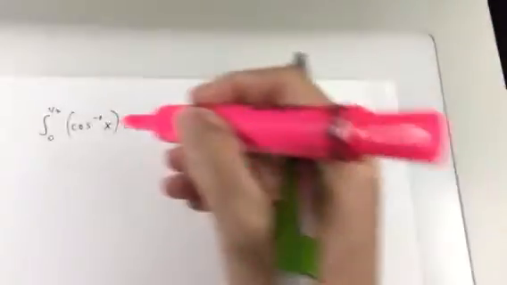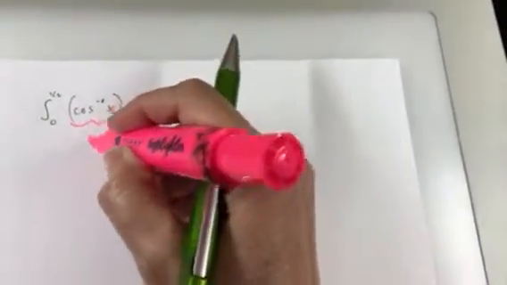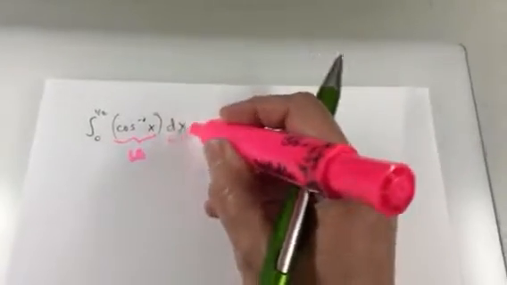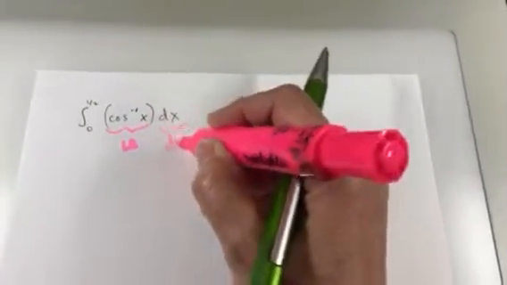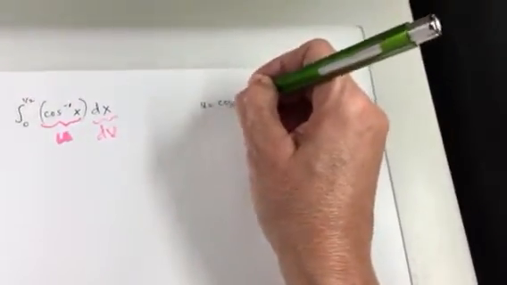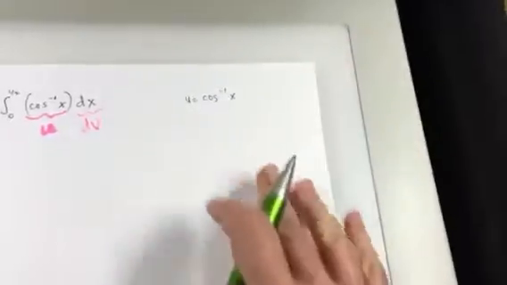So this problem has an inverse trig function, and if I think about the inverse trig function, there it is. This is going to be u, and then everything else, dx, will be dv. So I'm going to say u equals inverse cosine of x.